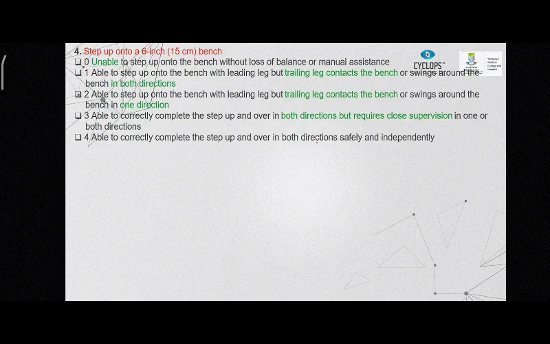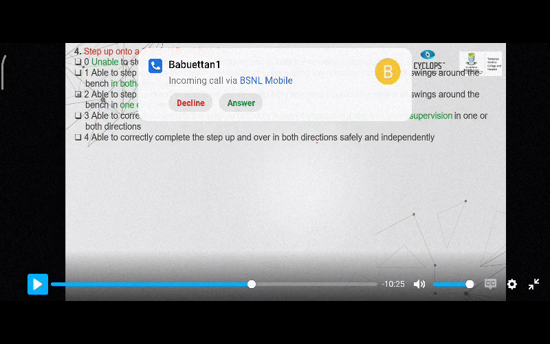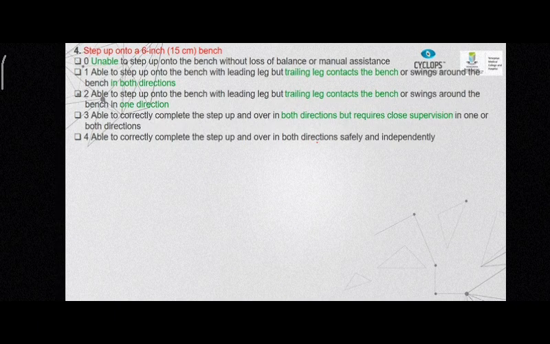The score is 1 if he is able to step up on the bench with the leading leg, but the other leg contacts or touches the bench, or swings around the bench in both directions. The score is 1 if he is able to stand with the leading leg but the other leg touches it in one direction or swings in one direction.